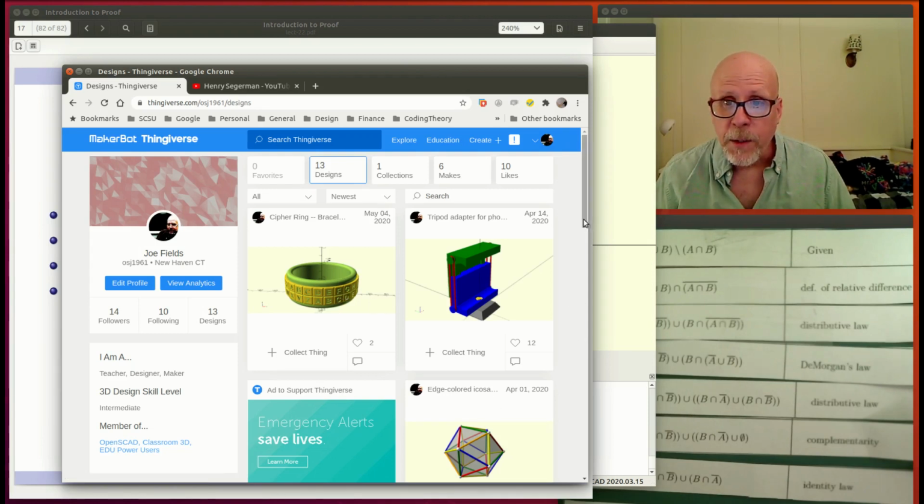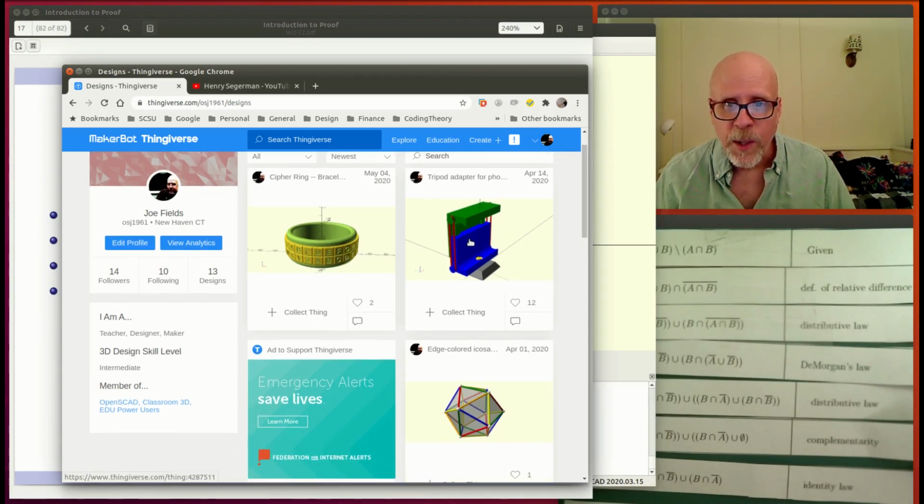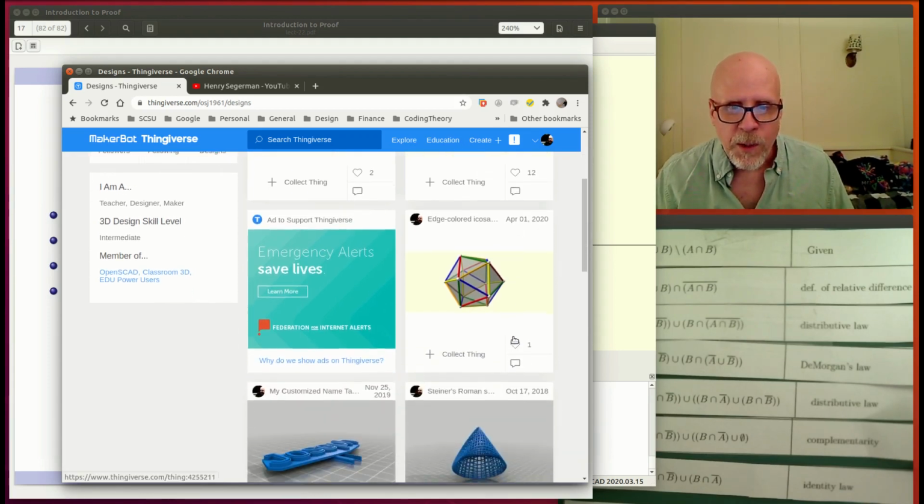Another thing that I needed when COVID first struck and we had to shut down and go online was a device for holding my cell phone in a tripod. So this is a tripod adapter that uses some rubber bands to basically grip the cell phone. That one's actually not a real.